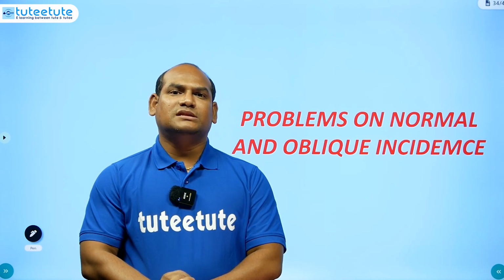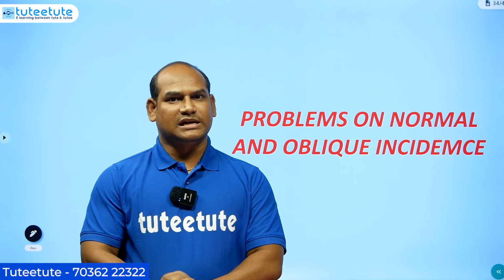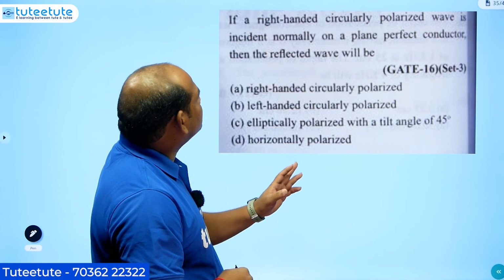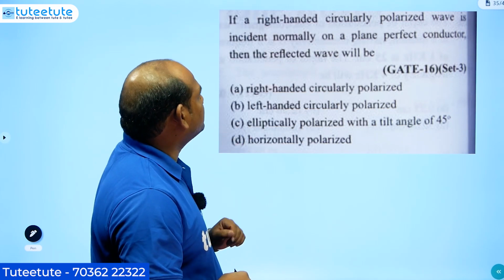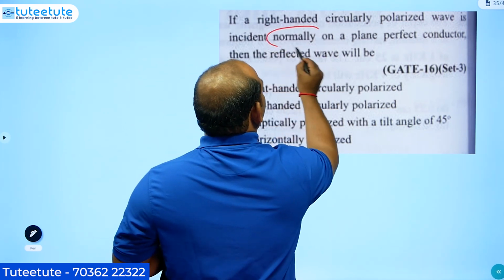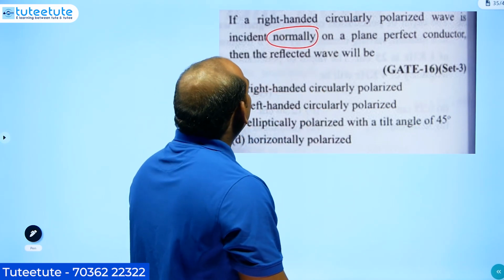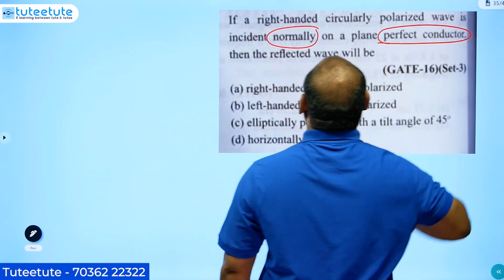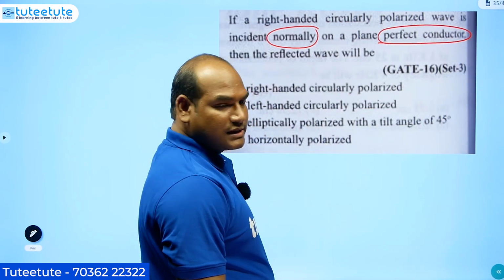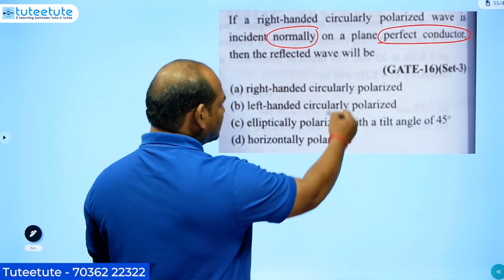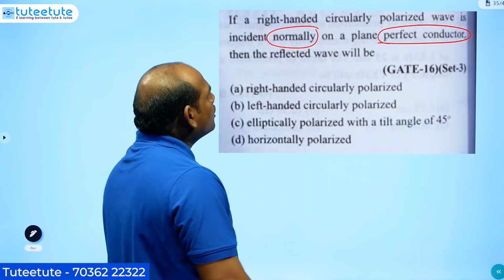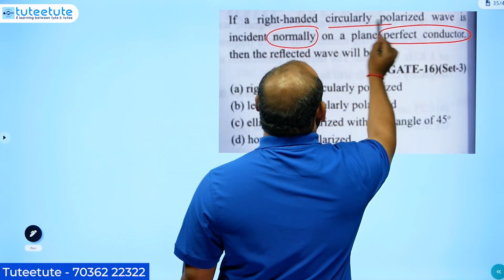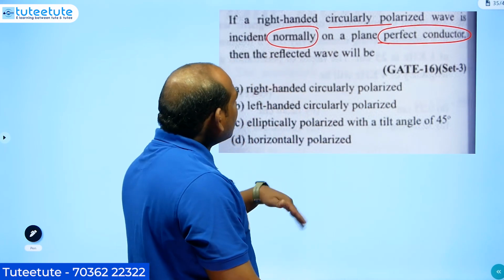In this video we will see the problems on oblique incidence and normal incidence. The first problem is, if a right-handed circularly polarized wave is incident normally. So here the very important point is normal incidence, on a plane perfect conductor. This is also important, perfect conductor. Then the reflected wave will be, if you see the options, we need to talk with respect to polarization. So the incident wave, what type of polarization does it have? Circular polarization, that is also right-handed, and normal incidence is there.